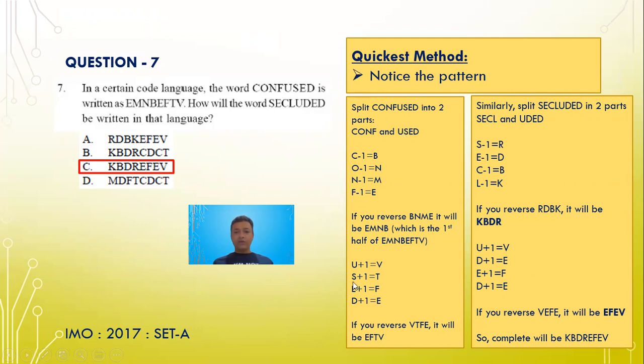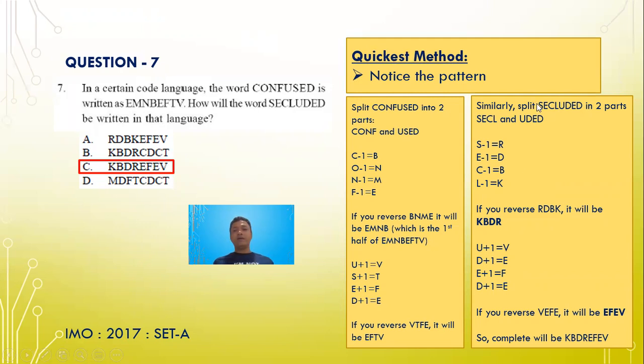Similarly, for the second part, USED, U plus 1, what comes after U? V. S plus 1, what comes after S? T. E plus 1 is F, D plus 1 is E. If you reverse VTFE, it will be EFTV, isn't it? EFTV, which is the second part. So first part is EMNB, second part is EFTV.